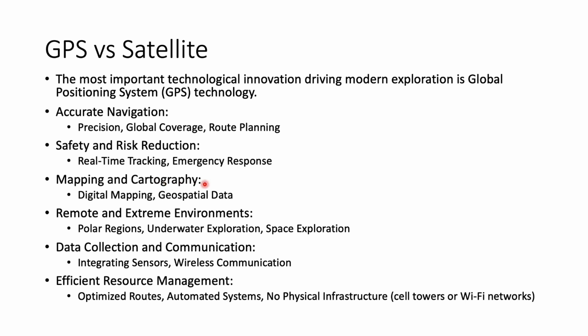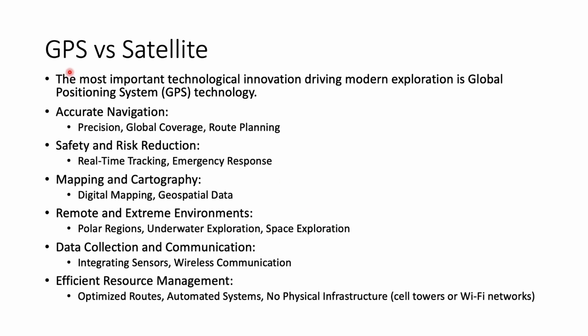Mapping and cartography have been completely improved currently because we have digital maps, and geospatial data is currently available. So anybody can access this data. And in remote and extreme environments, when people are traveling, especially in the polar region or underwater exploration or even space exploration, GPS helps a lot.